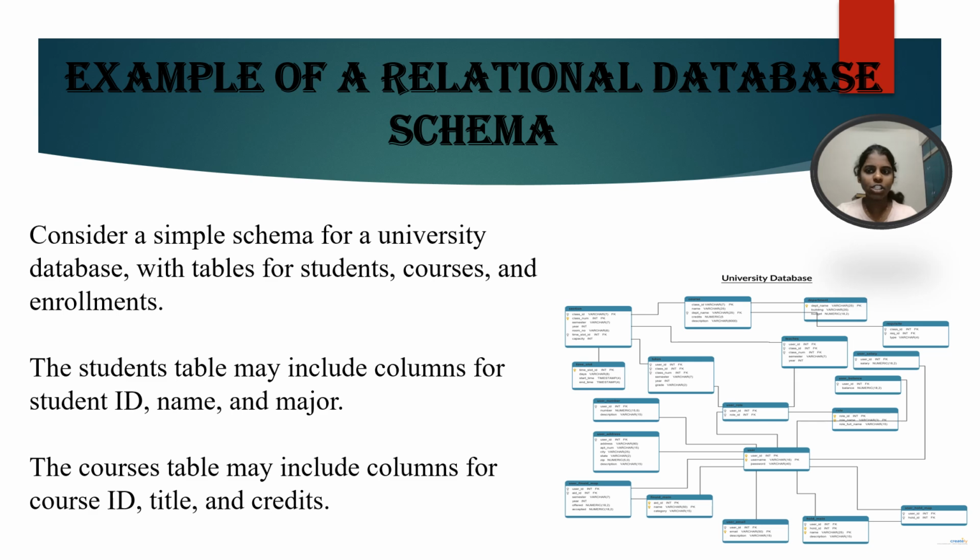Example of a relational database schema. Consider a simple schema for a university database with tables for student, course, and enrollments. The student table may include columns for student ID, name, and major. The courses table may include columns for course ID, title, and credits.